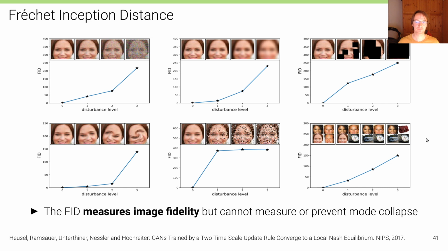So it's a measure of image fidelity and similarity with respect to a data distribution, but it cannot measure or prevent mode collapse. It's not a good measure to tell whether the images generated from the model are covering the data distribution well or not.